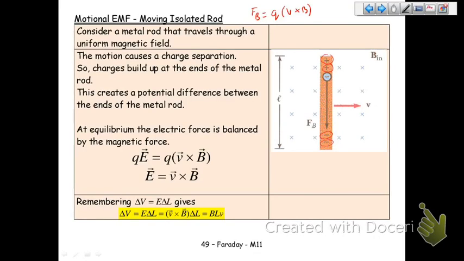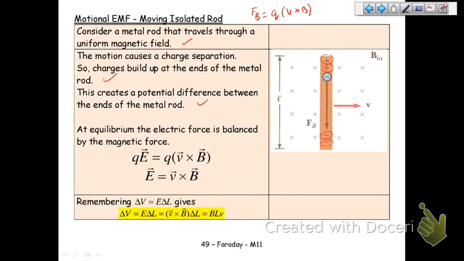We say, consider a metal rod that travels through a uniform magnetic field. The motion causes charge separation, so charges build up at the ends of the metal rod. This creates a potential difference between the ends of the metal rod. At equilibrium, the electric force is balanced by the magnetic force. And we know the electric force is Q, the charge of a charge carrier, times the electric field, which is equal to QV cross B. The Q's cancel, so my electric field is equal to V cross B.